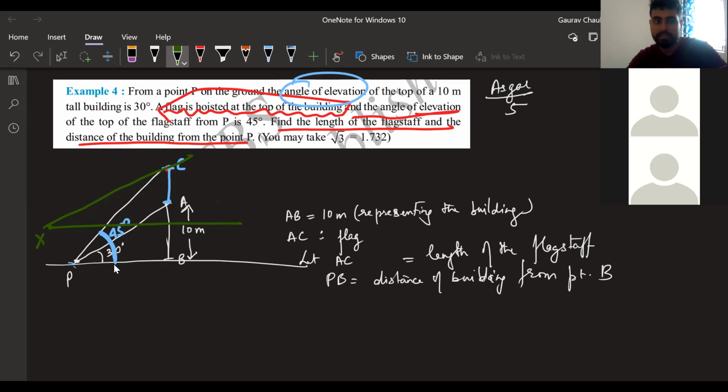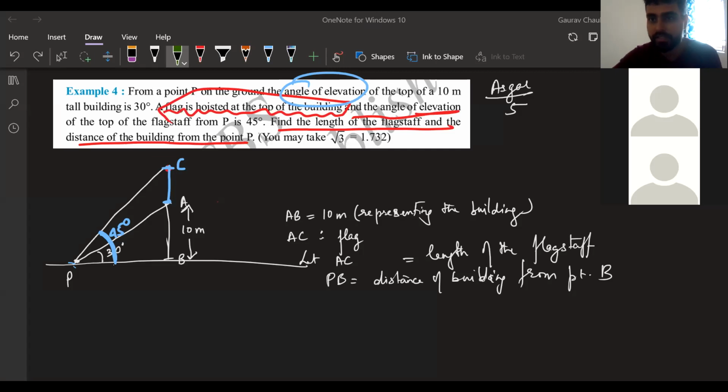Suppose there is one person standing here, a very tall person. For that person, the horizontal is this and the line of sight is this. So this becomes the angle of elevation for that person. Always, your angle of elevation and angle of depression is between the horizontal and the line of sight. So these two things you have to draw.